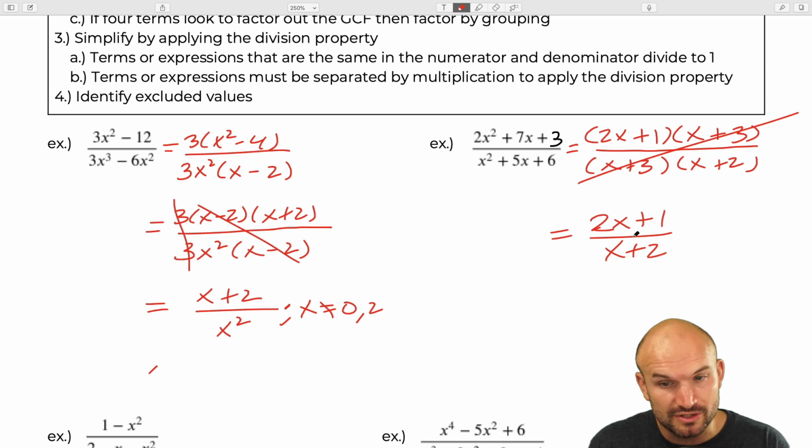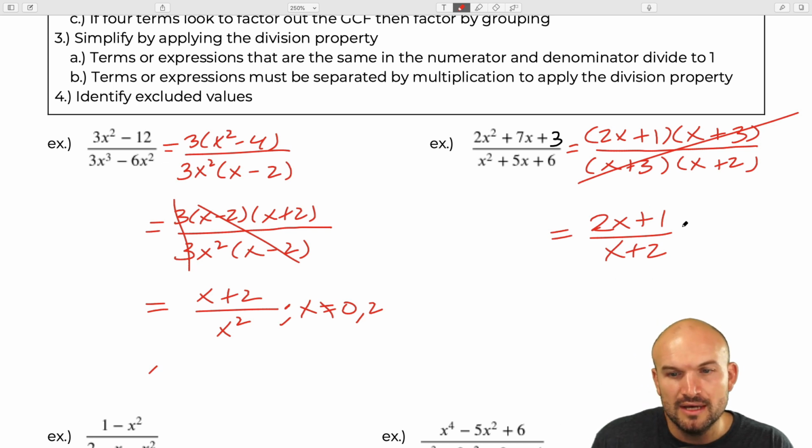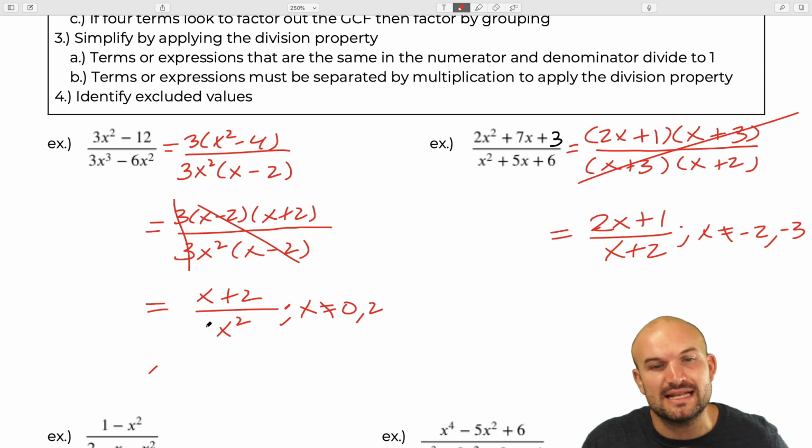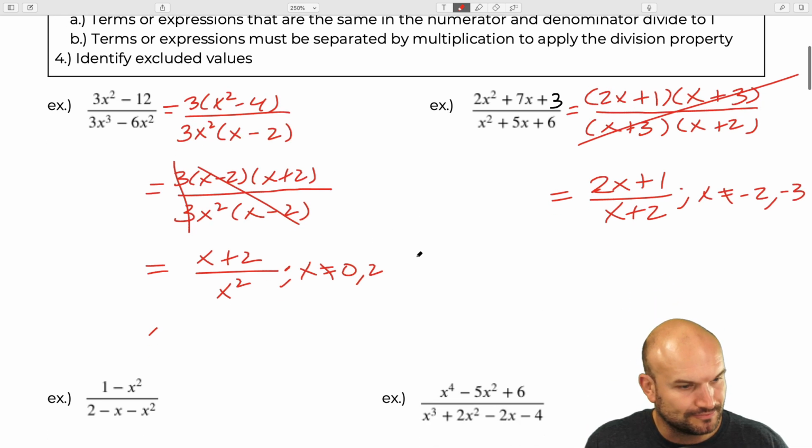Again, we cannot divide out the 2's because we have our terms separated by addition, but we can write our excluded values where x cannot equal negative 2 and x cannot equal negative 3. Again, even though it got divided out, it would still make the denominator 0 from the original expression.